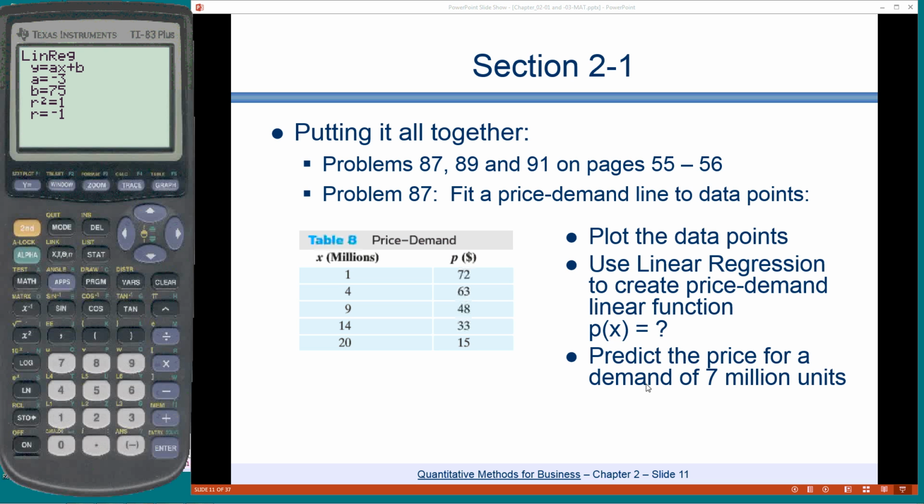So how would I predict the price for a demand of 7 million units? I would just plug 7 into here. I get minus 3 times 7 plus 75. Okay? My demand is 7 million. That's my X. I use minus 3 for a and 75 for b. Hit enter, and it says the price of $54 would result in a demand of 7 million units. So that's how you'd use a linear regression and a price demand line to predict price.